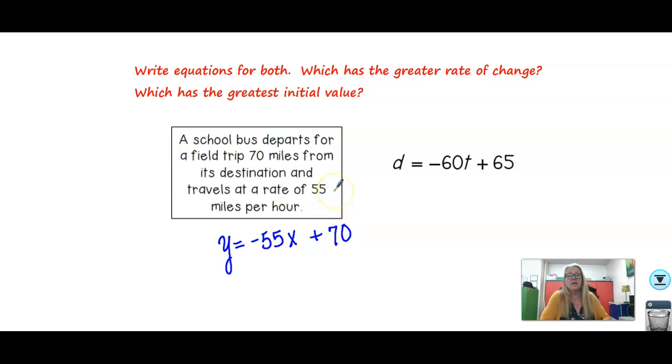Okay. So, which one has the greater rate of change? Remember, when you're comparing slope, negative is just a direction. You need to know which number is bigger, 60 or 55. 60 is bigger, so the equation has the greater rate of change. Which one has the greater initial value? Comparing 70 and 65, this one has the greater initial value. The equation, or the word problem does.